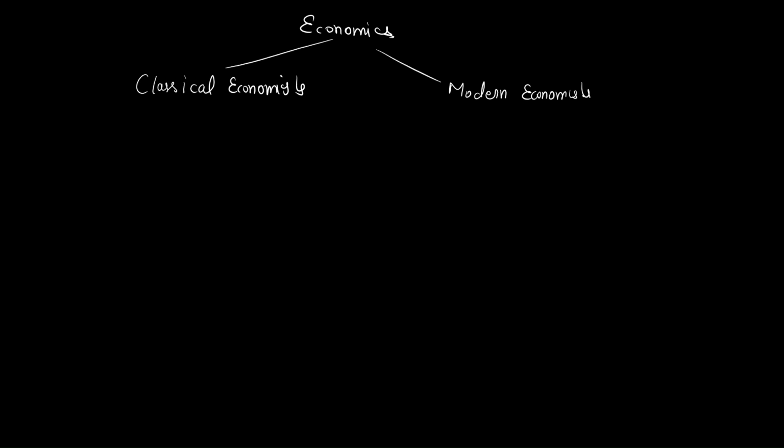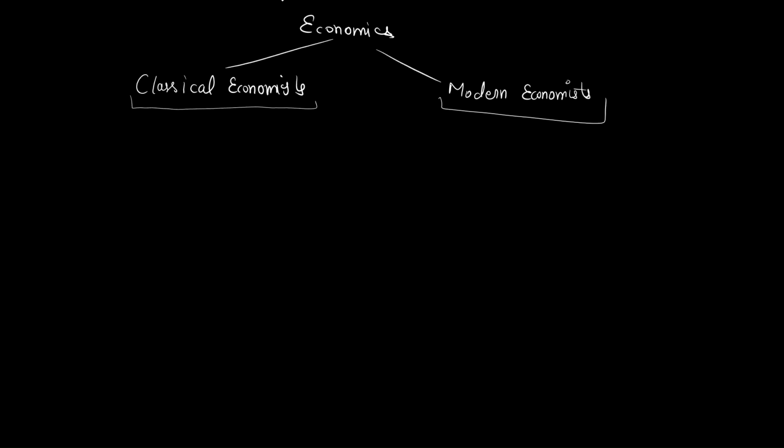Now, our economics is classified by classical economists and by modern economists. Economics is classified by both classical and modern economists. Through time we are more concerned with modern economics, we are going to learn everything with the view of modern economists, but we are going to have an overview about what classical economists were saying about our economics.